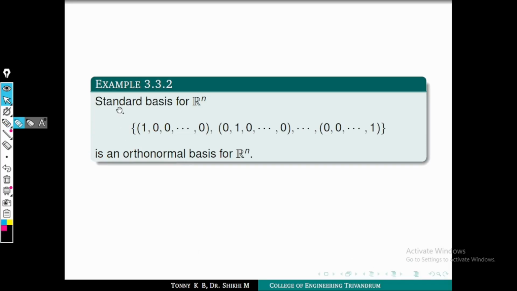Now let us go through some examples. The standard basis of Rn, that is (1, 0, 0, ...), (0, 1, 0, ...), up to (0, 0, ..., 1), is an orthonormal basis of Rn. We know that it's a standard basis, and if you take any two distinct vectors in the set, they are orthogonal, that is, the dot product equals 0. And we also know that the norm of each vector equals 1. So this is an orthonormal basis of Rn.